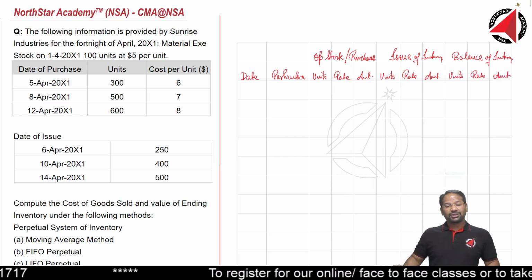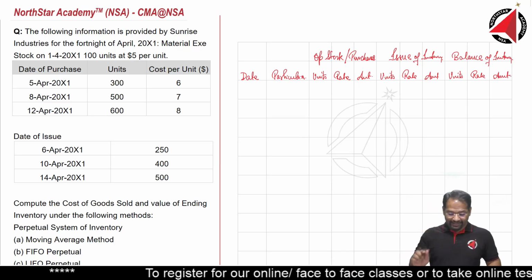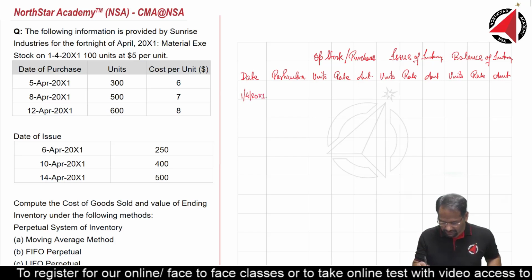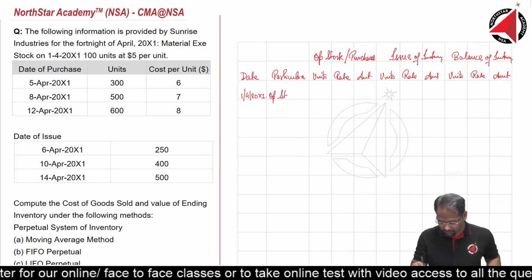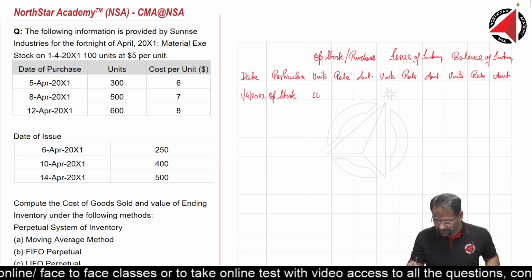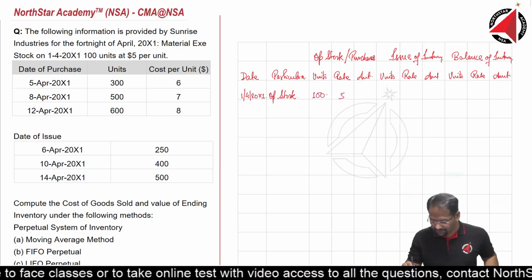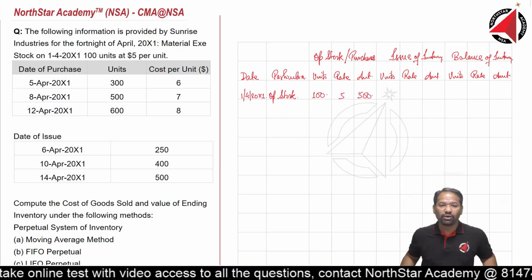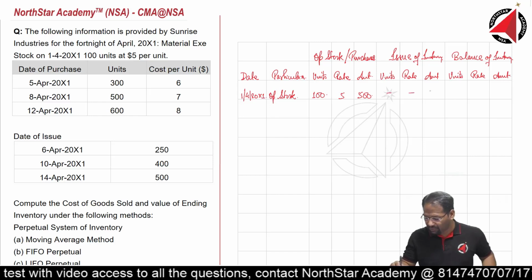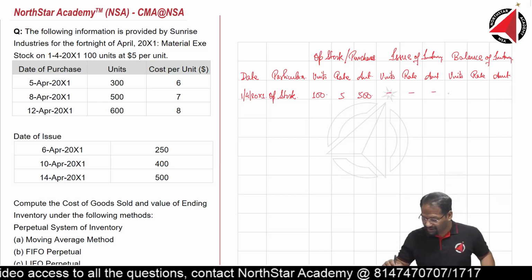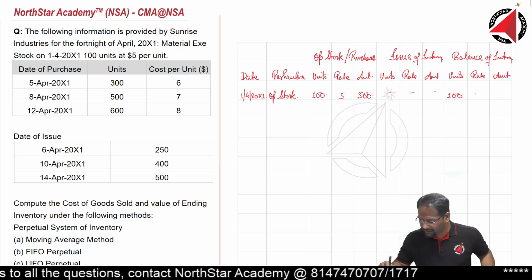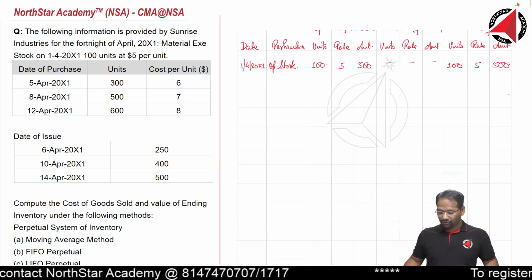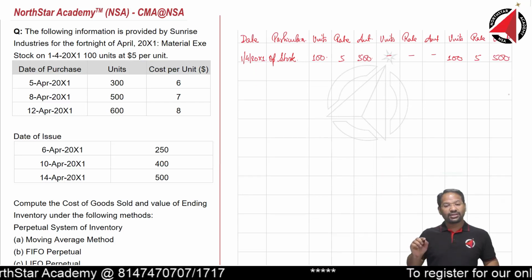So, like I mentioned, we have to go in the order of the dates. 1st April 2011, opening stock. We have 100 units as opening stock. Cost per unit is given as $5 and total is 500. Did we have any issue on the 1st of April? Answer is no. We have no issues on the 1st of April. So how much is the balance on the 1st of April? 100 units at the rate of 5 and $500 in the amount. Leave one line so that it looks clean.